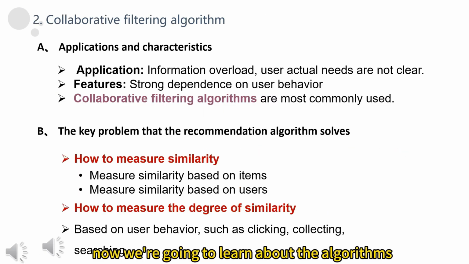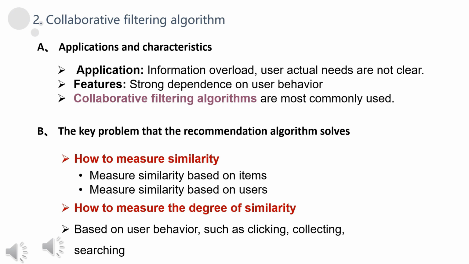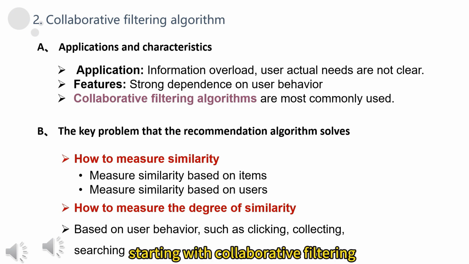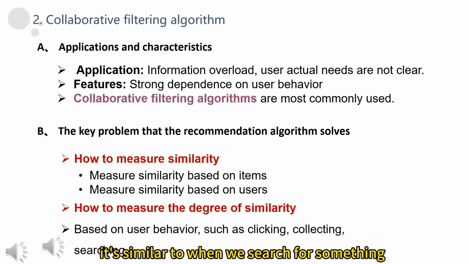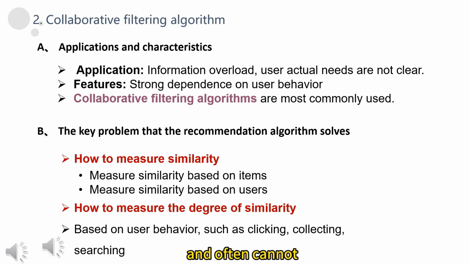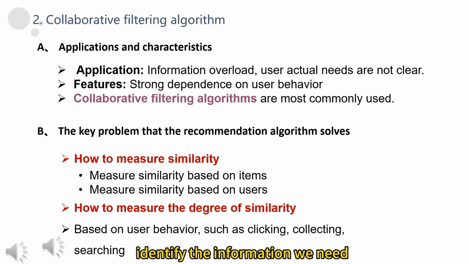Now we're going to learn about the algorithms used in recommendation systems, starting with collaborative filtering. Collaborative filtering is primarily used to handle situations where users' preferences are unclear. It's similar to when we search for something and often cannot accurately describe our query. This method helps us quickly and accurately identify the information we need.